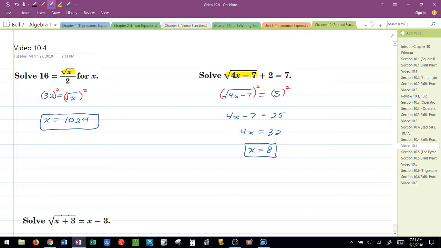All right, I take 8 and I substitute it back in. 4 times 8 is 32, minus 7 is 25. Square root of 25 is 5. 5 plus 2 is 7.